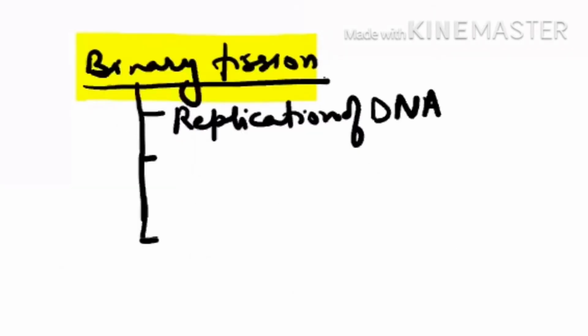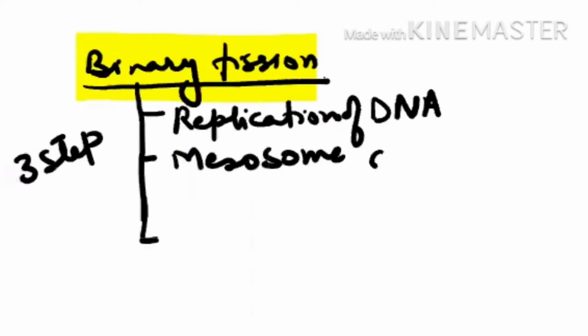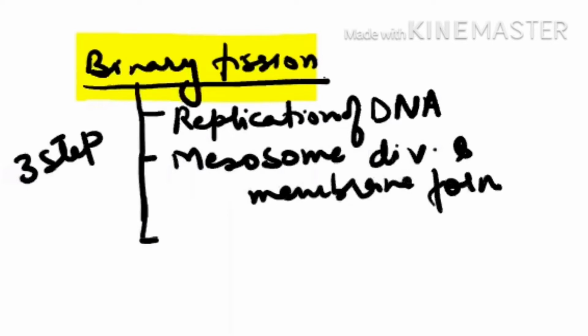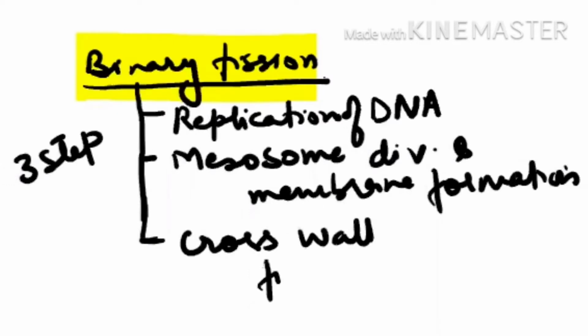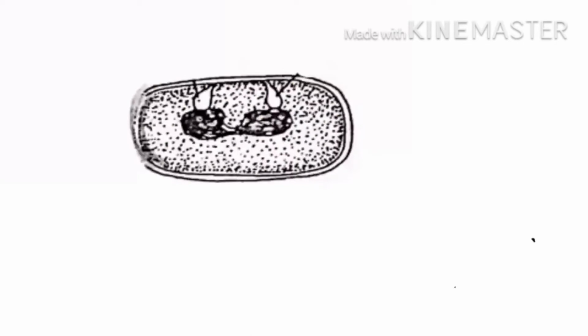Now see, bacterial binary fission is a three-step process. Your first step is replication of DNA. Second step is your mesosome division and membrane formation. And third step is cross-wall formation. So we'll be studying each and every step one by one. So first step is DNA replication.